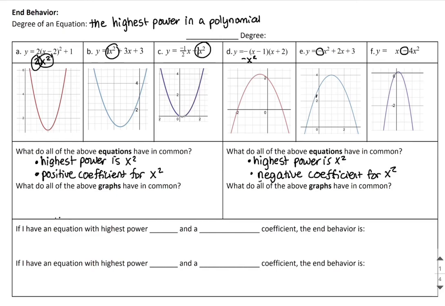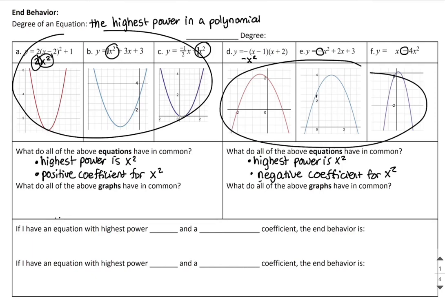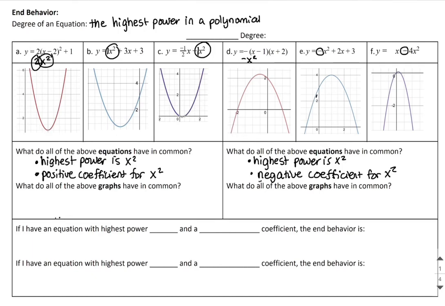So I've decided what's important to take out of the equation. Now, what's important when I'm looking at the graph? So we know that the difference between these graphs and these graphs is, when I have a positive coefficient for my highest power, I'm going to have an upwards parabola. When I have a negative, I'm going to have a downwards parabola. And what's important to note is the end behavior.